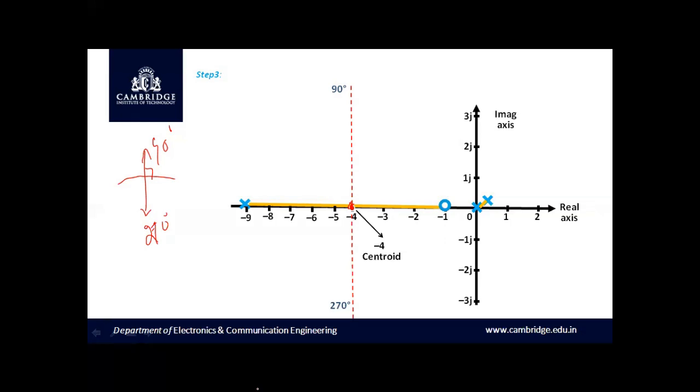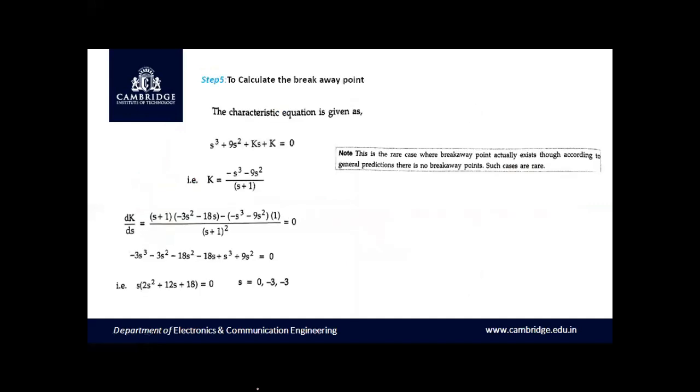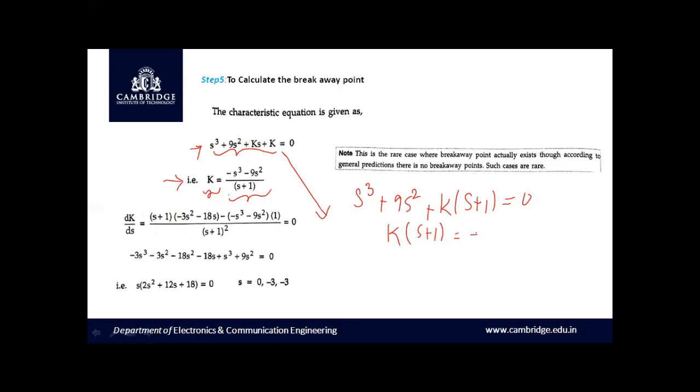Moving on to the next step, is to calculate the breakaway point. The characteristic equation is given by s cube plus 9s square plus ks plus k equal to 0. We know the procedure to calculate the breakaway point. The first step is to write the characteristic equation. Then we have to represent k in terms of the polynomial. So in this expression, I can write it as s cube plus 9s square plus k into s plus 1 equal to 0. So k into s plus 1 will be equal to minus s cube minus 9s square. Hence, k will be equal to minus s cube minus 9s square divided by s plus 1.